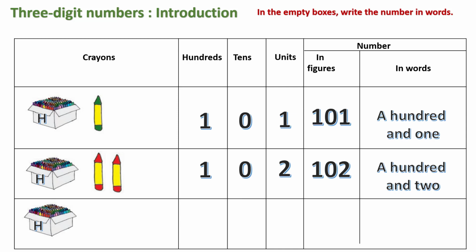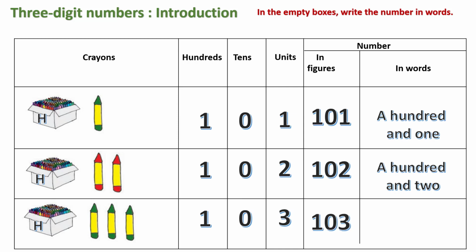Next is hundreds crayons box. Then here it is units are 1 2 3, 100, 0 tens and 3 units makes 103, and in words 103.